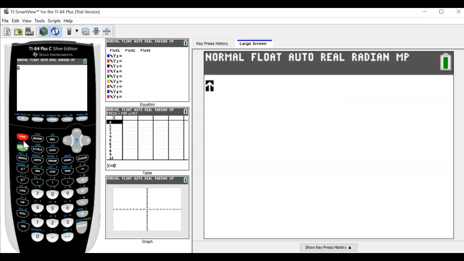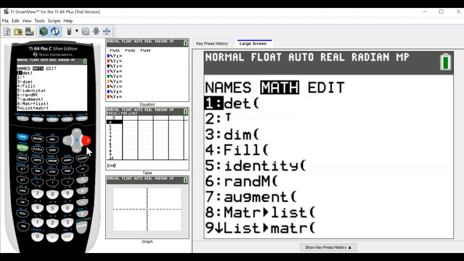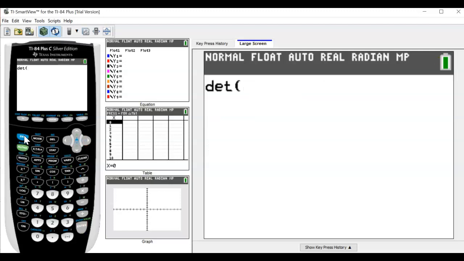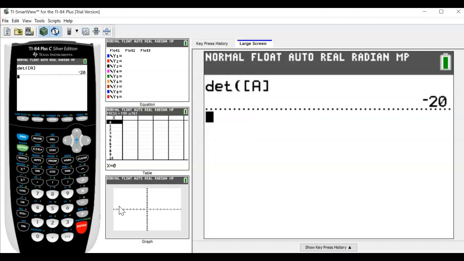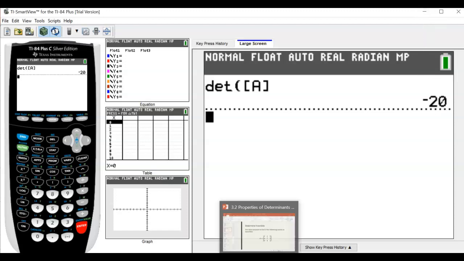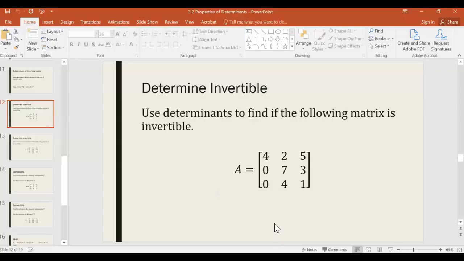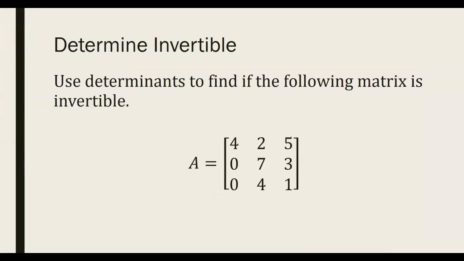So what I do there is go to the matrix menu, calculate my determinant of matrix A, hit enter, and I got a -20. Now, what does this mean? Well, this means two things. First off, the determinant exists, and because the determinant exists, this matrix is invertible. All right, so A is invertible.